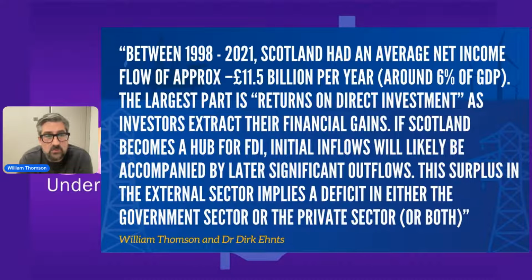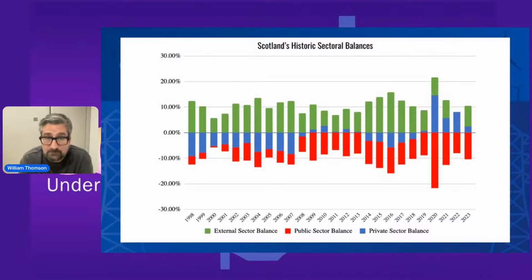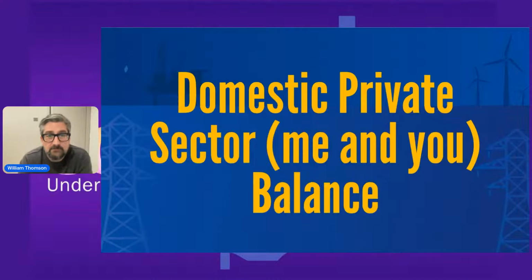But this is a position we can show with the sectorial balances in Scotland when we look at the foreign sector. And you'll see again, the foreign sector surplus shows up in that green part above. And in most cases, the reverse is the private sector deficit and the government deficit to balance that. Because remember, all those financial transactions have to come from somewhere and they have to balance.